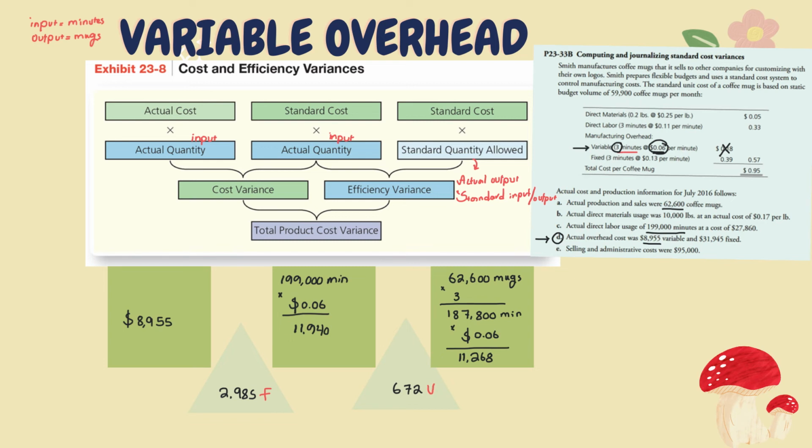Now to find the variable overhead variance, I need to find the difference between 8,955 and 11,268. It's going to be 2,313. Now, is it favorable or unfavorable? I expected to pay 11, I paid 8, I paid less, so it's going to be favorable. So now, as you can see, one of them is favorable, one of them is unfavorable. So I need to find the difference between them, and it's going to be according to the greater number, so it's going to be favorable. So if you subtract these two, you're going to get this answer.